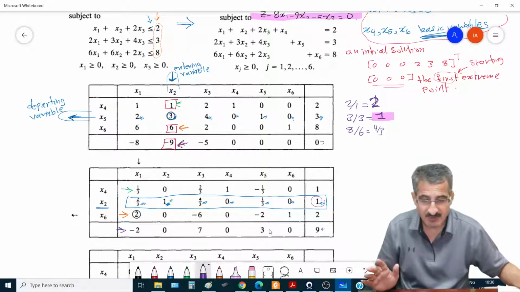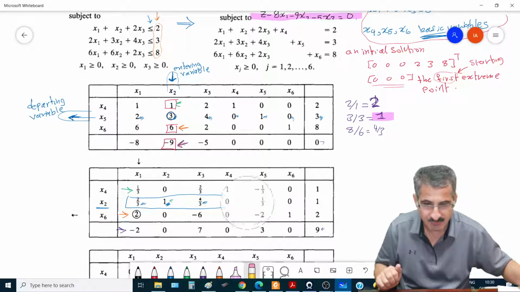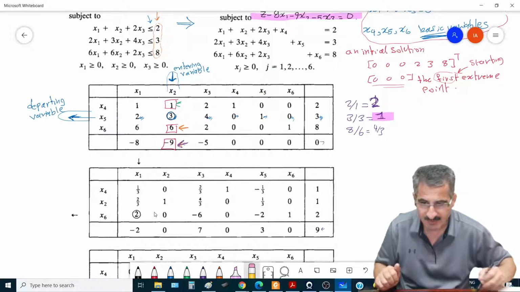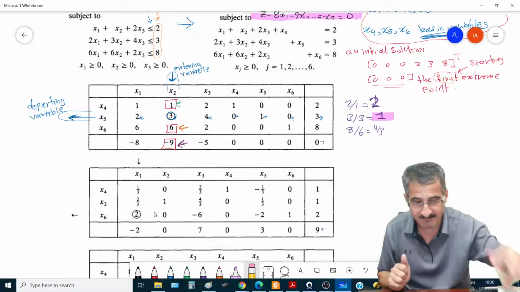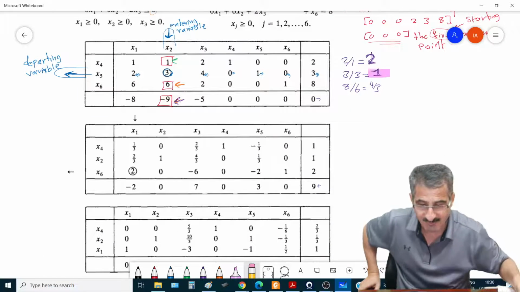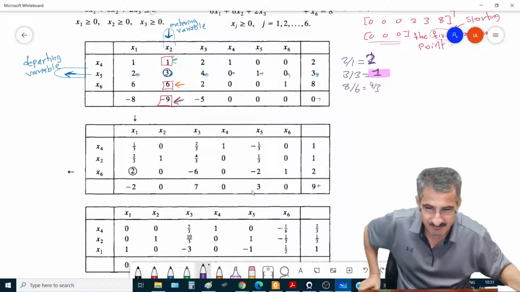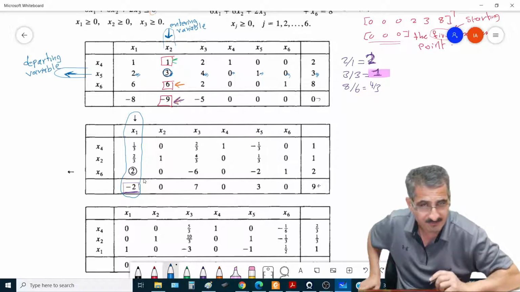Good. Okay, now we will repeat the same process again for this new table. So let me clean. And there will be a departing variable and an entering variable, and that depends on what? The same thing. Now where is the most negative, the smallest negative in this row? It is here. It is -2. So this is the smallest. So we will choose this to be the entering variable. x1 will be the entering variable.